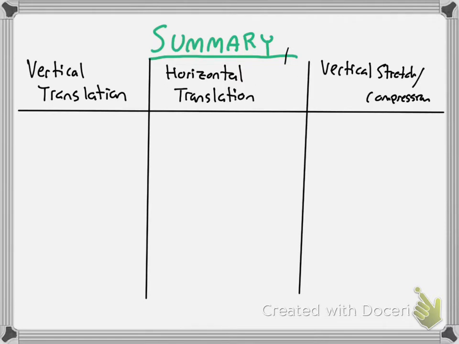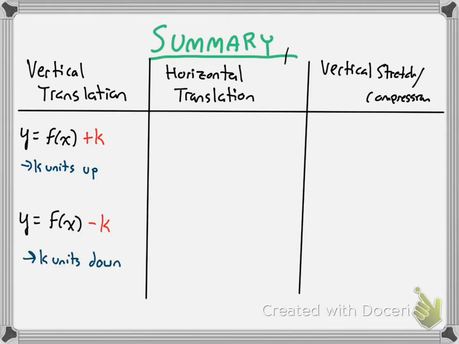Sometimes it's easier to just summarize these things, so I would definitely write down this chart, highlight it. This is probably going to be one of the most important notes that you write, probably in this whole unit or quarter. Vertical translation would mean I take that whole function and I add k units to shift it up, or subtract k units to shift it down.